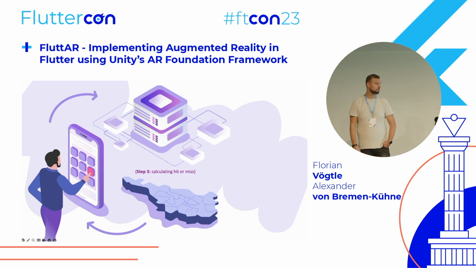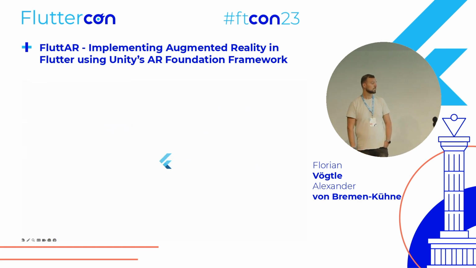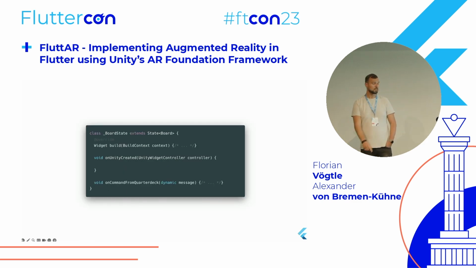So we're going to skip this part and go to the final part, which is rendering whether we were hit or whether the opponent missed. So we're going to stay in Flutter for a moment. And back to our code, let's focus on the method that we skipped earlier. In this method, we can react, and we have a controller where we can communicate with the Unity scene.